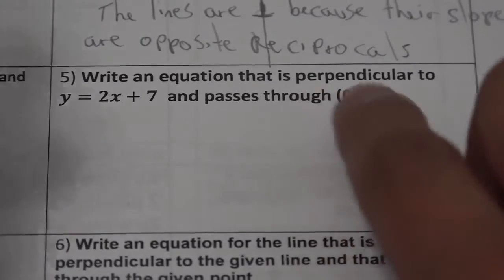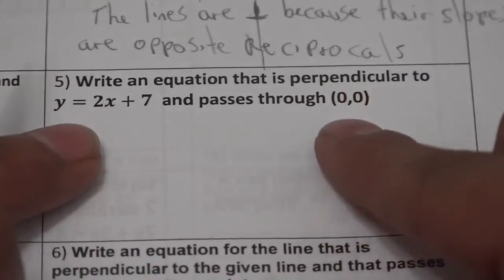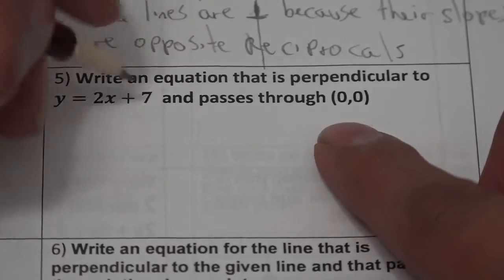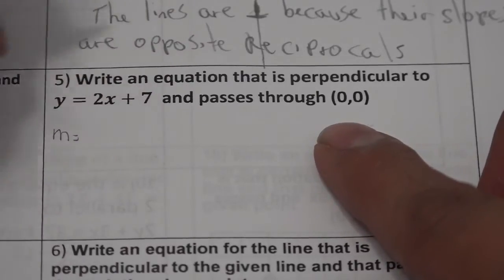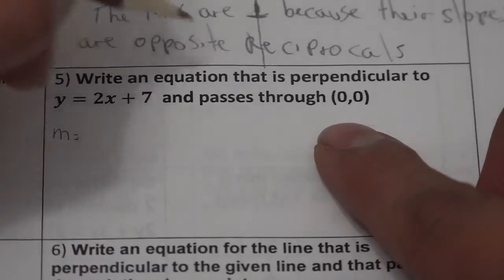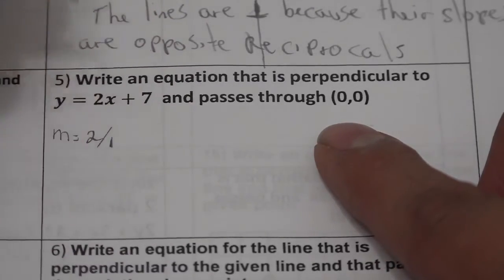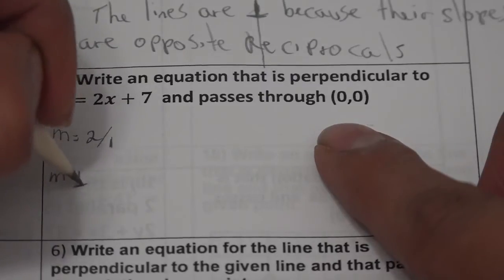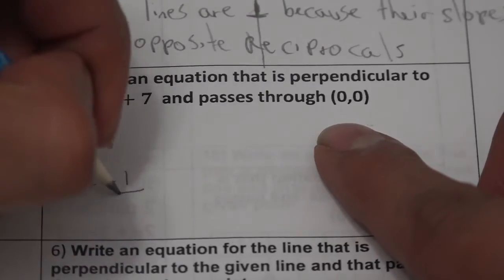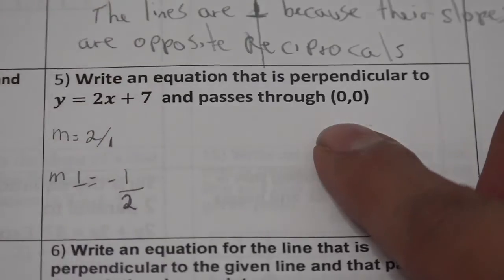Alright, so now I need to write an equation that is perpendicular to this and passes through this point. Not a problem. So let's identify the slope. Okay, if you don't know how to identify the slope, you need to go back to the previous lessons. So the slope here is 2, right, or 2/1 if you want to say it. Now the perpendicular slope will be -1/2. We flip the fraction and change the sign.